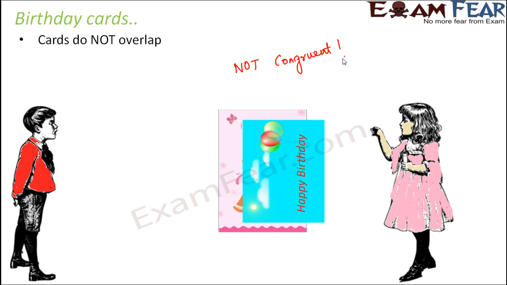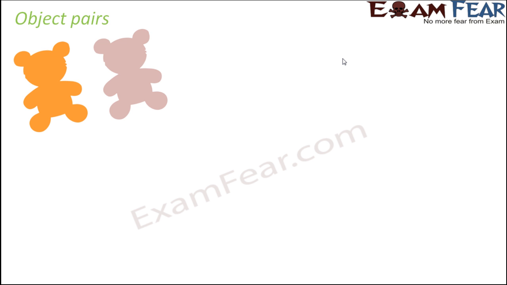So cards do not overlap. Now let us look at some random pairs of objects where we can see the phenomenon of congruence. For example, what are these? These are two toys which are made of the same mold.